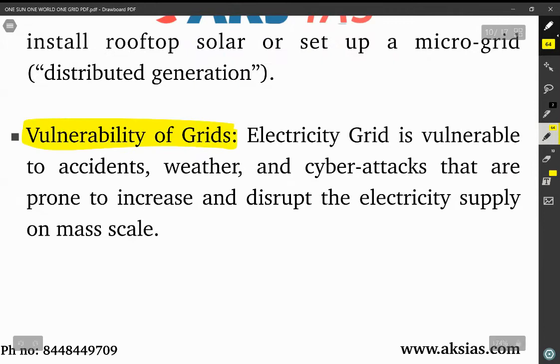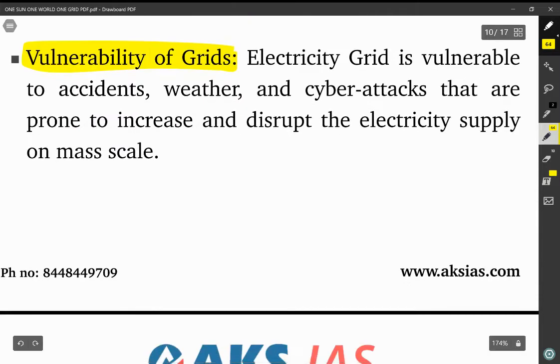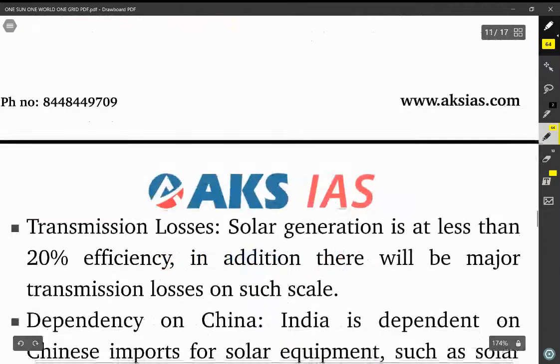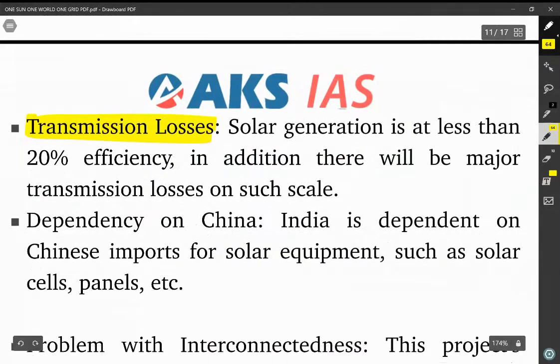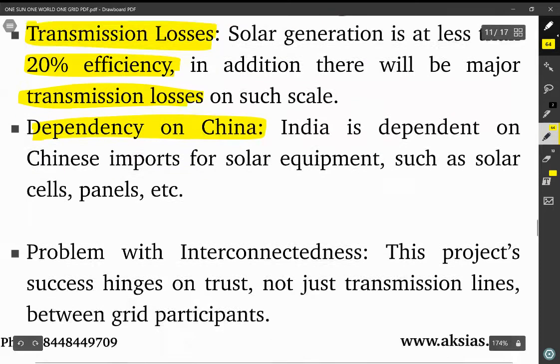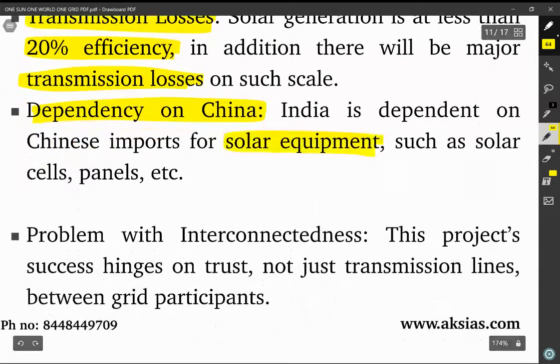Next is the vulnerability of grids. Electricity grids are vulnerable to accidents, weather, and cyber attacks that are prone to increase and disrupt the electricity supply on a mass scale. Next is the transmission losses. Solar generation is less than 20% efficient. In addition, there will also be major transmission losses on such a scale. Next is dependency on China. India is dependent on Chinese imports for solar equipment, such as solar cells, panels, etc.